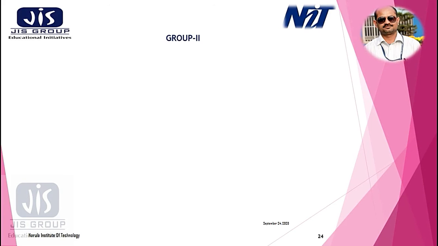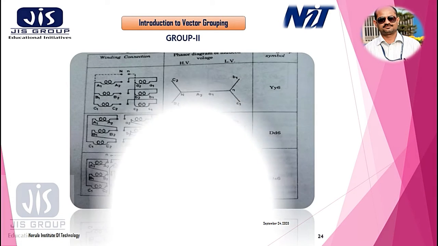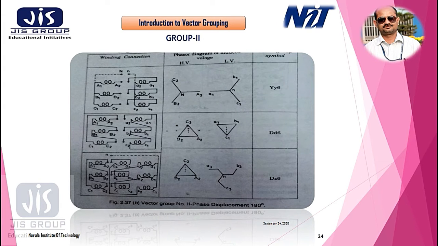Now group 2. This is the winding diagram for Yy6 and Dd6. The zigzag connection is not in our scope of syllabus, so we will not discuss it. We only concentrate on Yy6 and Dd6. Look here, this is A to N, the primary side phase voltage Va to N, and this is the secondary side phase voltage Va1 N. So it is a 180-degree phase shift.